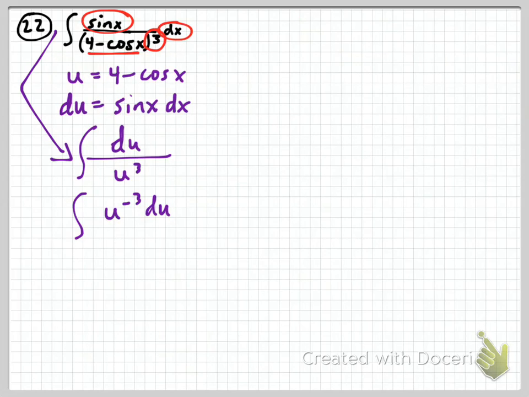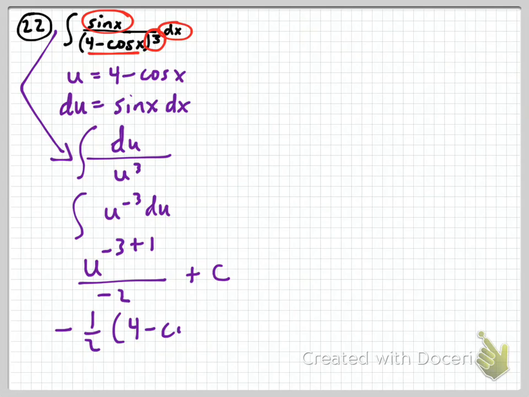And we just apply our knowledge of antiderivatives of some function to a power. That means that we take the power and we add 1. So negative 3 plus 1 is negative 2. And we divide by that number. Okay, and then we add c. So we can bring the negative 1/2 out here. And then we can write the u. Remember, the u is 4 minus cosine x. So 4 minus cosine x to the negative 2, and then plus c.